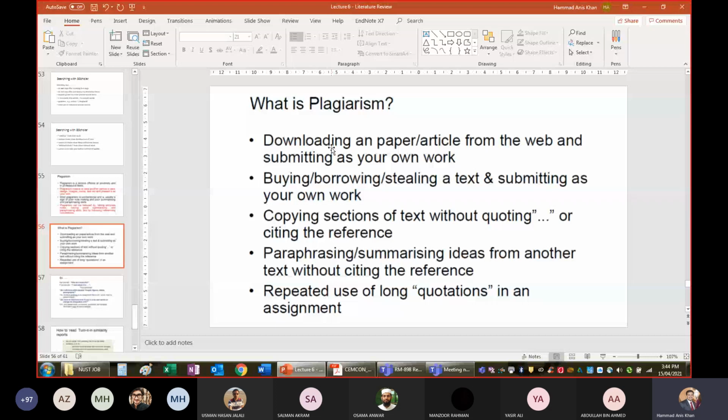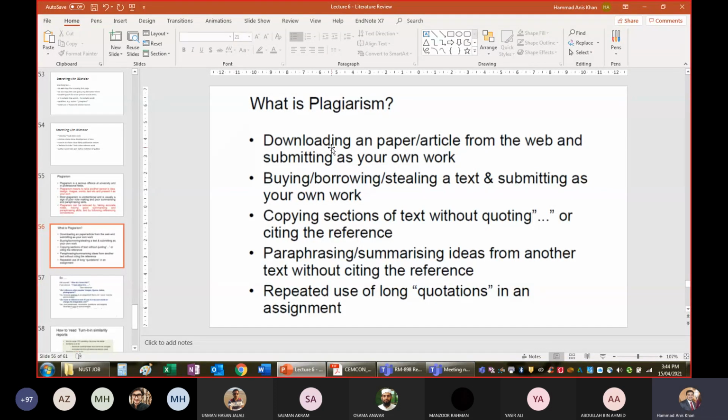First is downloading a research paper from the web and submitting it as your own. This is the biggest crime: that you download a research paper, convert it into a Word format, and submit it to another journal. So this is a crime. This is the biggest crime that comes under plagiarism.